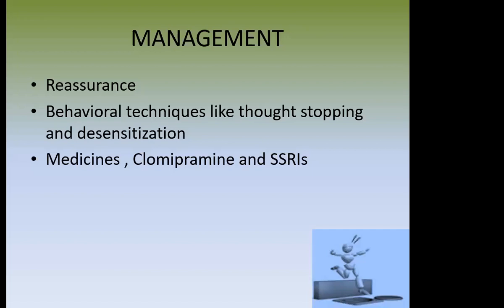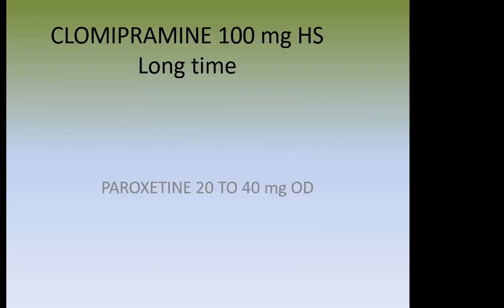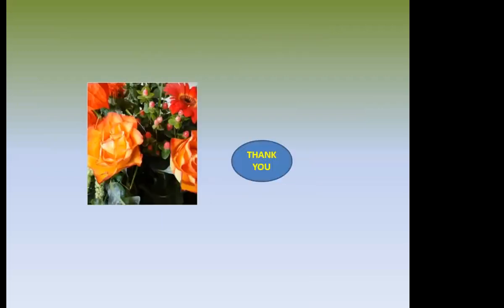Medicines: clomipramine was once upon a time the drug of choice. SSRIs, again, we talked about in the early part of this lecture. Clomipramine, 100 milligram at bedtime for long-term management. Paroxetine is one of the SSRIs which we use, 20 to 40 milligram once daily. And for a short span of time, we can also use anxiolytics, but anxiolytics, again, are not an answer for anxiety disorders because of their addiction, because of their sedation, and because most of the time they have a long half-life.